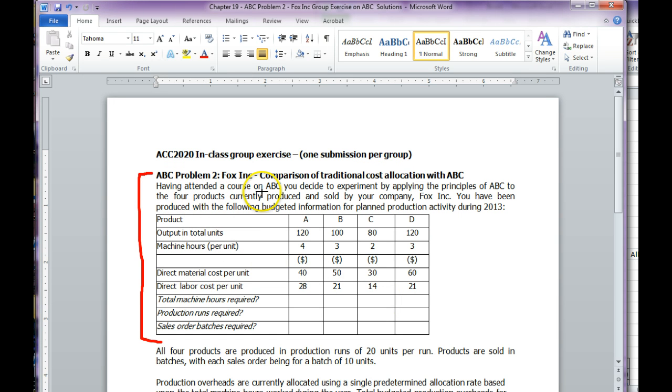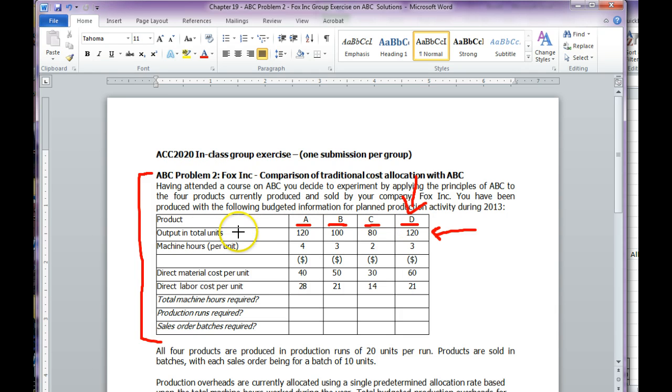Okay, you attended the course on ABC, which you all did, and you decided to apply it to your company. And so they gave you some costs based on your products. We have 4 products. So part of people's struggles are reading tables. So again, with tables you have columns, you have rows, and you have data in the cells. So here we got 4 products. We've got product A, product B, product C, product D.